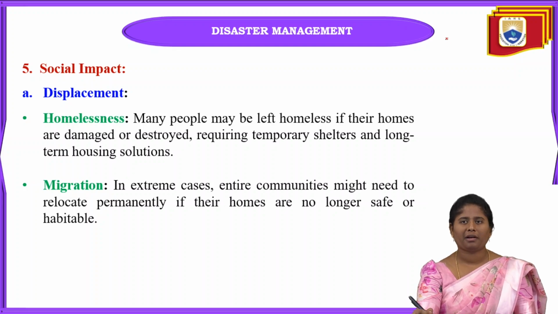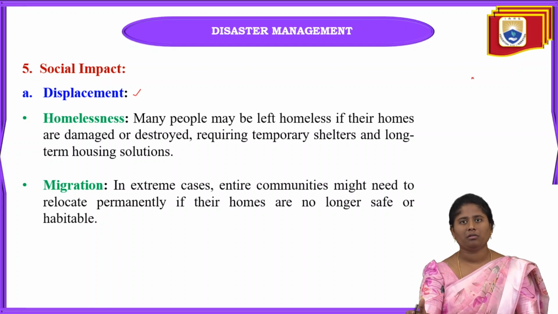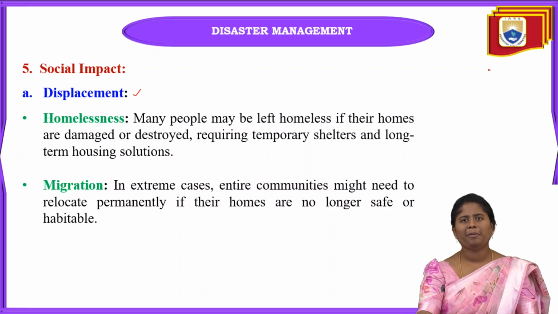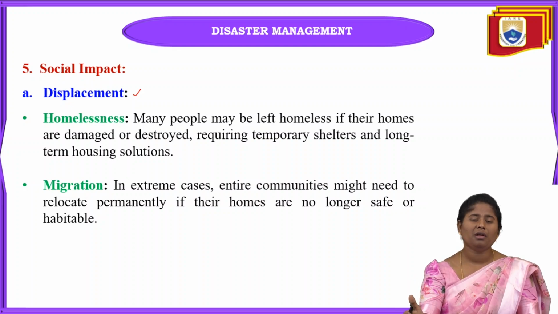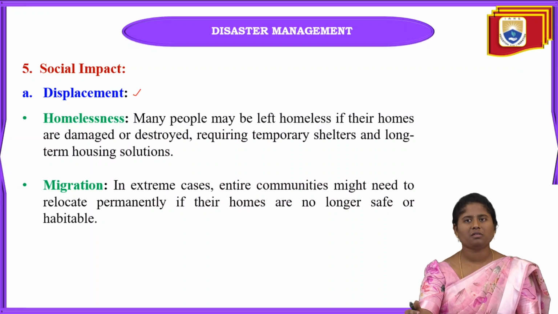Next one is social impact. Because of this earthquake, how will the social impact be there? First one, displacement, meaning migration. How are we going to migrate from one place to another because of this earthquake? First one, homelessness. Many people just left their homes because their homes are getting destroyed or damaged due to this natural hazard. So what will happen? Of course, they have to save themselves or they have to get temporary shelters also. So they are going to migrate from one place to another to get temporary shelters or long-term housing solutions also.